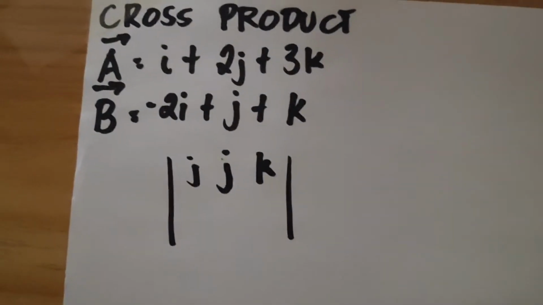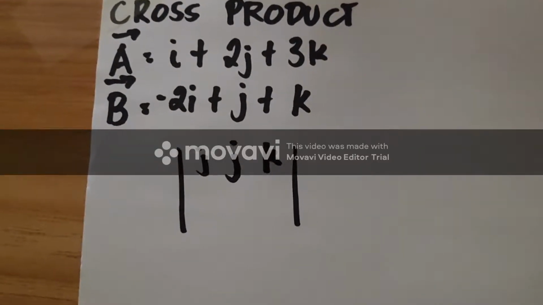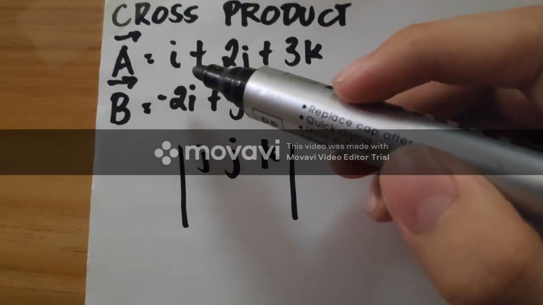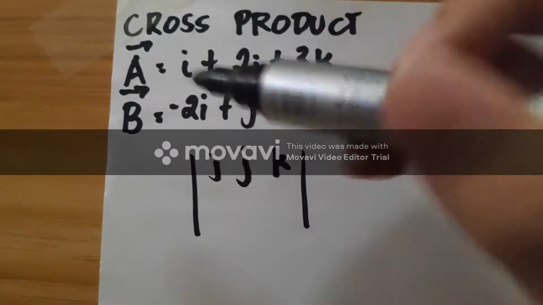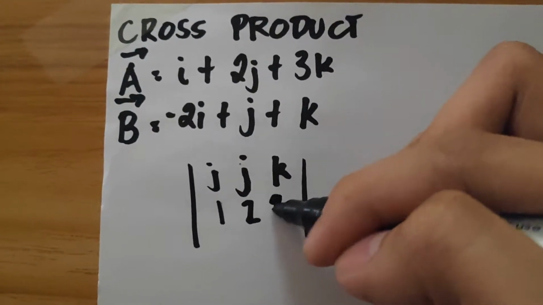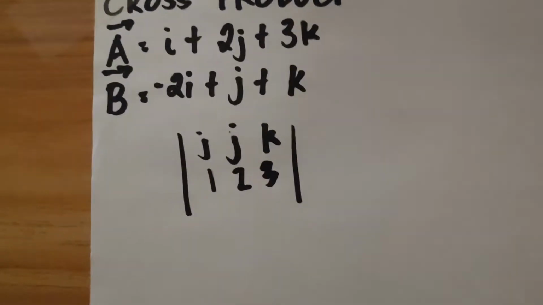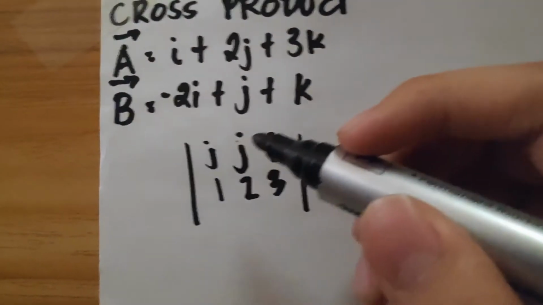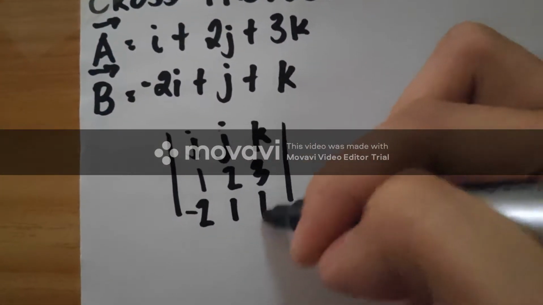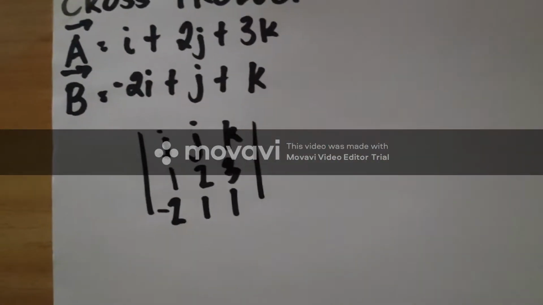So here, we input the second row, which is the values of the A vector. So we have 1, 2, and 3. And for the vector B, simply input it on the third row: -2, 1, 1.